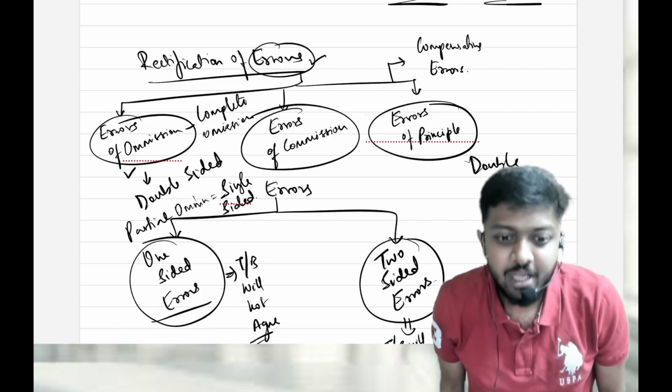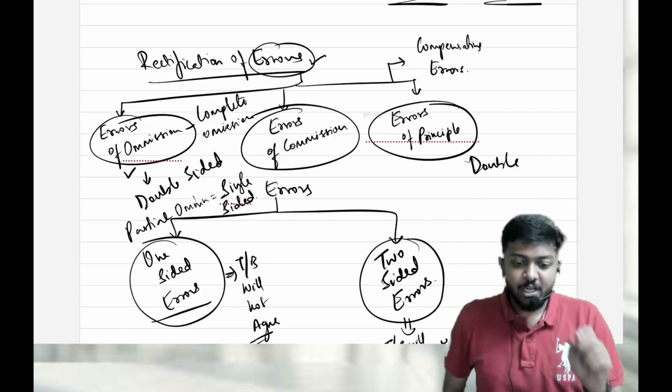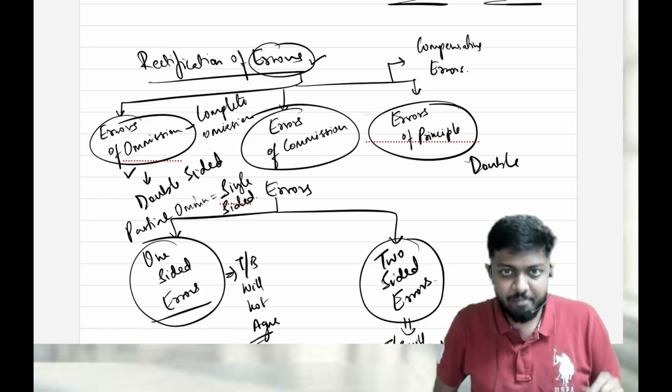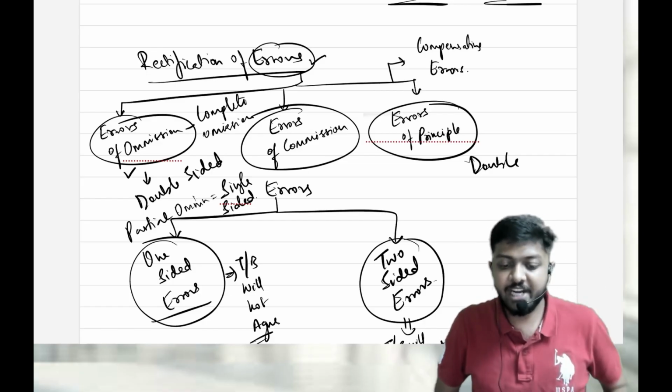And also, don't forget one thing. Say suppose one purchase transaction has happened. Purchase account debit to creditors. Say credit purchase.